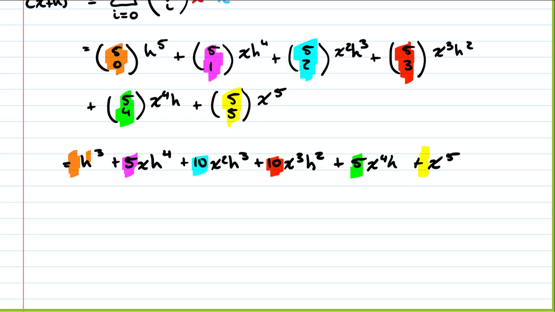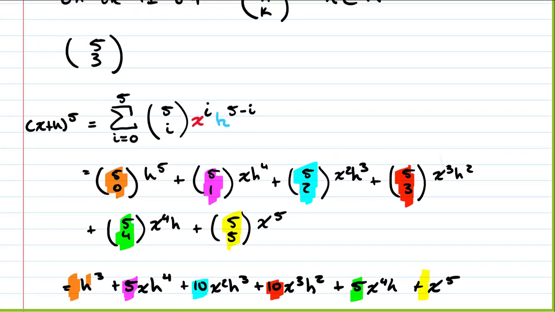So that would be x plus h to the 5th power, right? If we expanded it all out, we get h to the 5th plus 5xh to the 4th plus 10x squared h cubed plus 10x cubed h squared plus 5x to the 4th h plus x to the 5th.